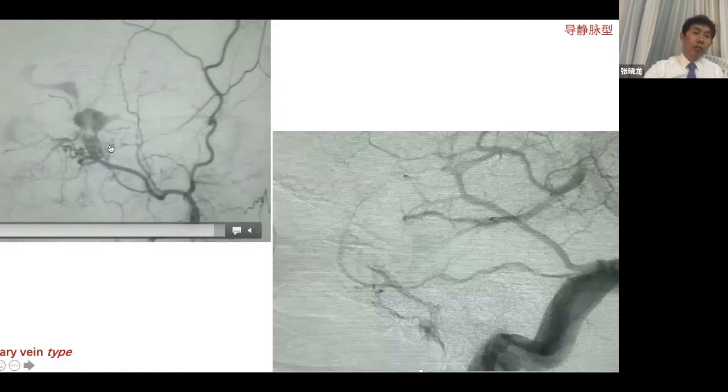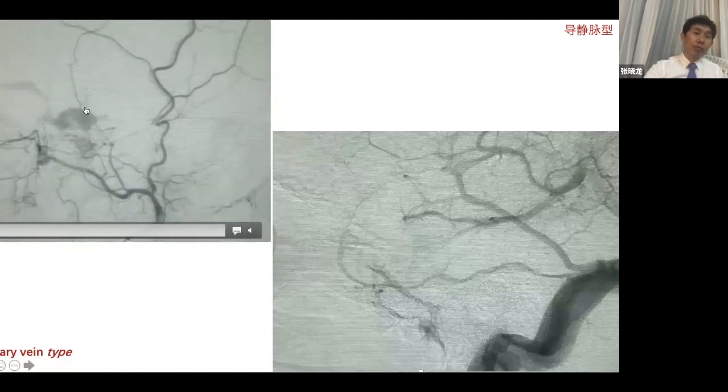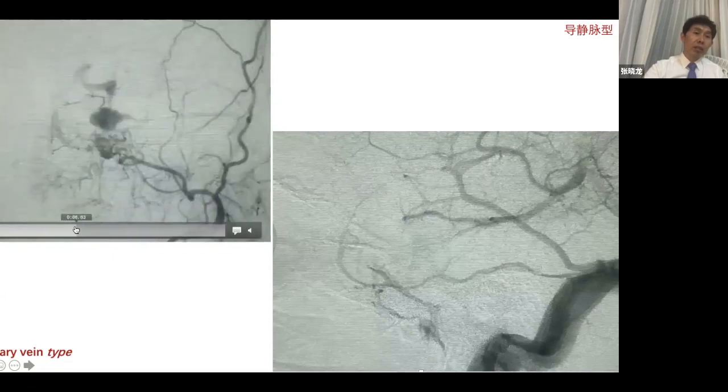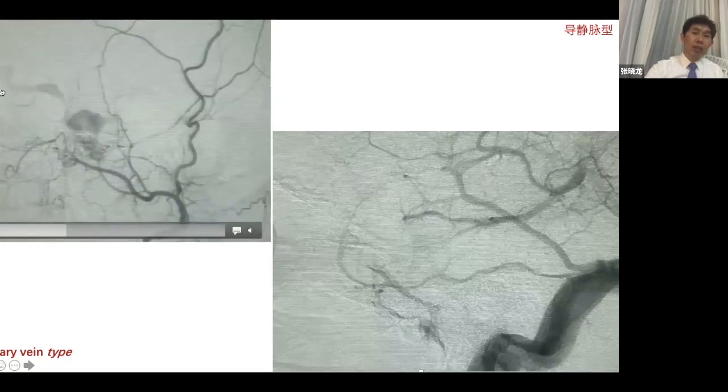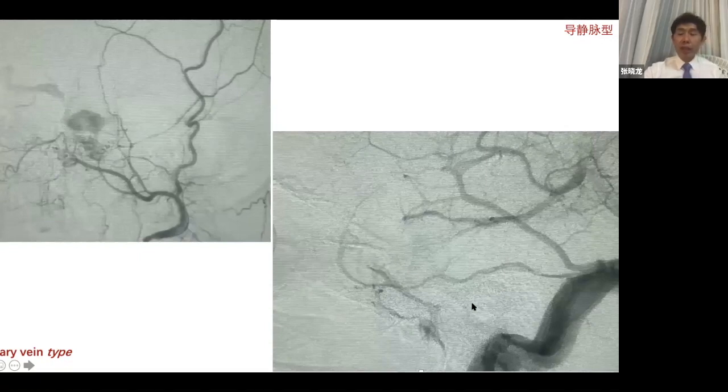So the blood was refluxed to the ophthalmic vein. From the internal carotid artery angiography at the sinus phase, we can see that the inferior petrosal sinus was occluded.